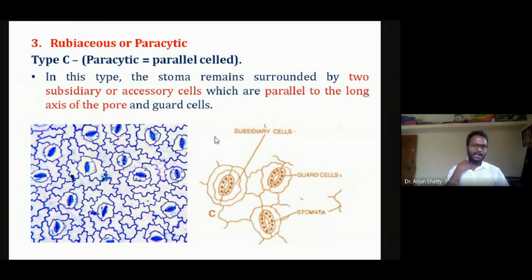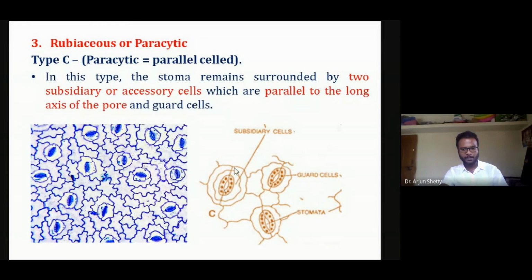Now, the third one is the rubiaceous type or the paracytic type of stomata. Again, type C stomata. Paracytic is nothing but the subsidiary cells are arranged parallel to the guard cells. If the guard cells are like this, along the long axis, the subsidiary cells are arranged parallel to each other. You can see in the image the two subsidiary cells, and here you can see the two guard cells which are arranged parallel to that.